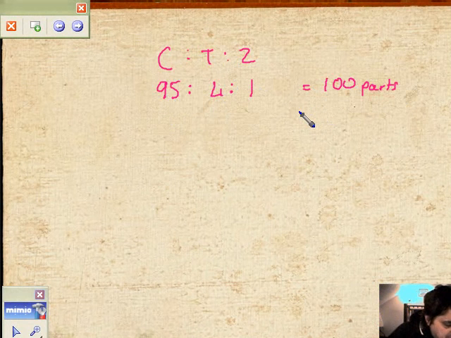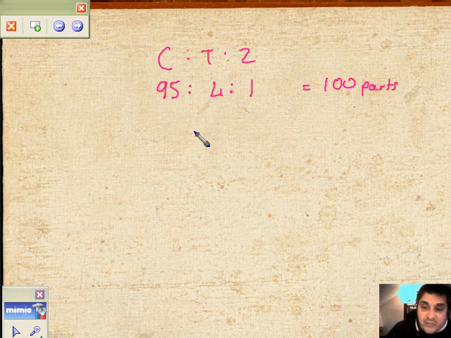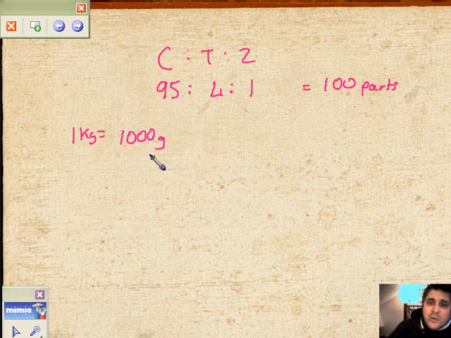Alright, and the question says how much of each metal is needed to make a kilogram of bronze. So a kilogram, you should know, is 1,000 grams. I'll just write it over here. And how much of each metal? Well, I know I've got 100 parts. Should find what 1 part is worth first. So divide by 100, and that will give us 10 grams per part.